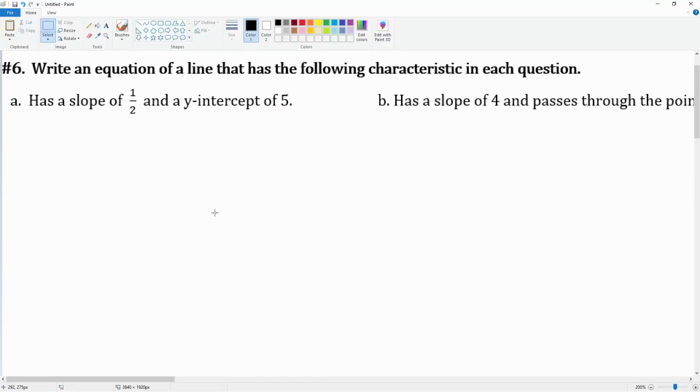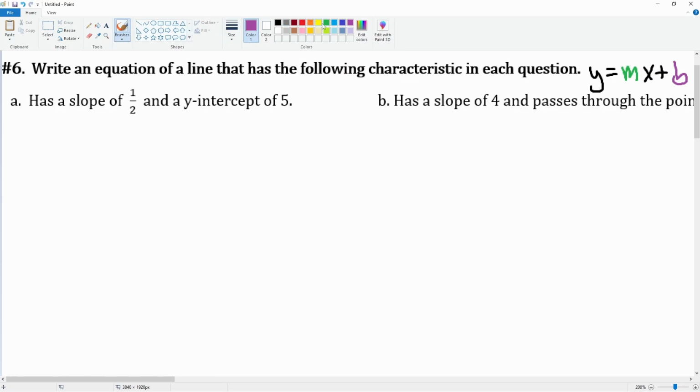We have number 6 here. We're asked to write the equation of a line that has the following characteristics. Notice every single equation of the line has to be written in y is equal to the slope, which is m, times x plus the y-intercept of b. So we need these values to write this.